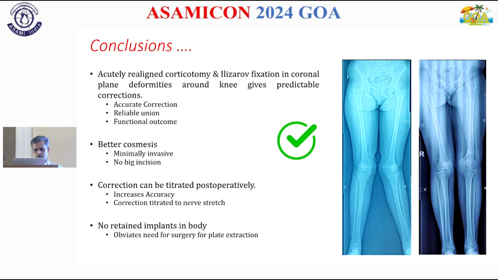So I could conclude that acutely realigned corticotomy and Ilizarov fixation in coronal plane deformities around knee gives predictable corrections, accurate corrections, reliable union, and functional outcome is also optimal. It gives better cosmesis also, being minimally invasive, and it does not require big incisions for plate and extra things.